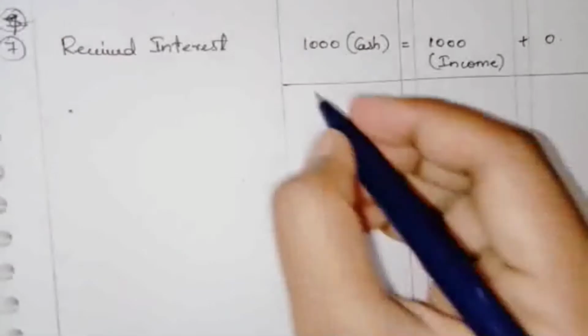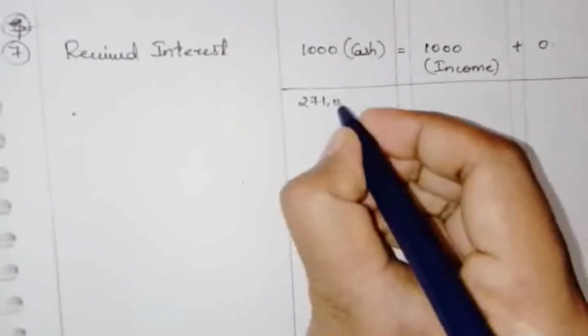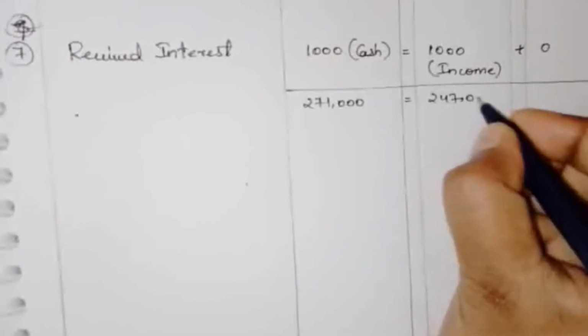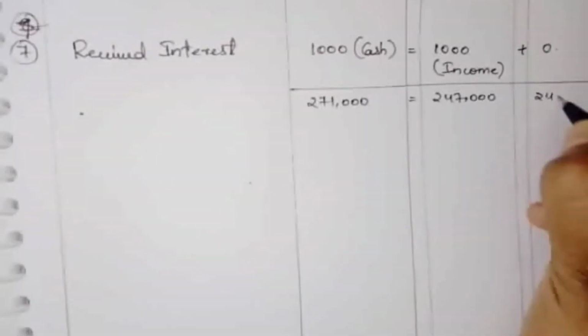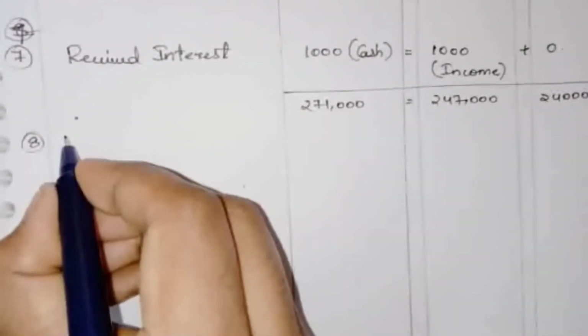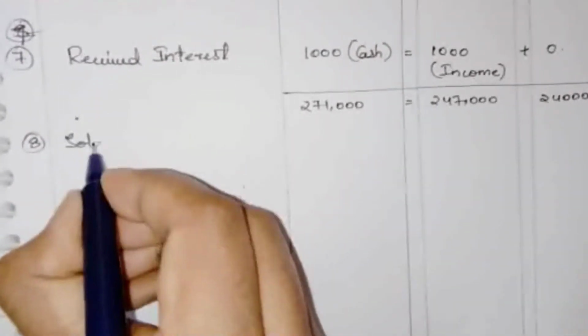Liability will be 0, no change. Therefore total comes to 2,71,000 on the assets side, 2,47,000 is of the capital, plus 24,000 is of the liabilities.